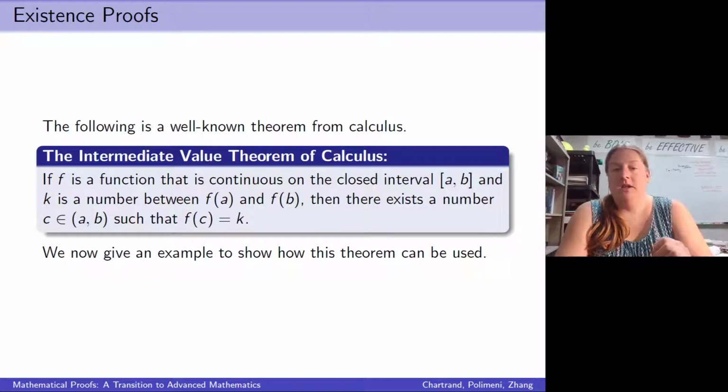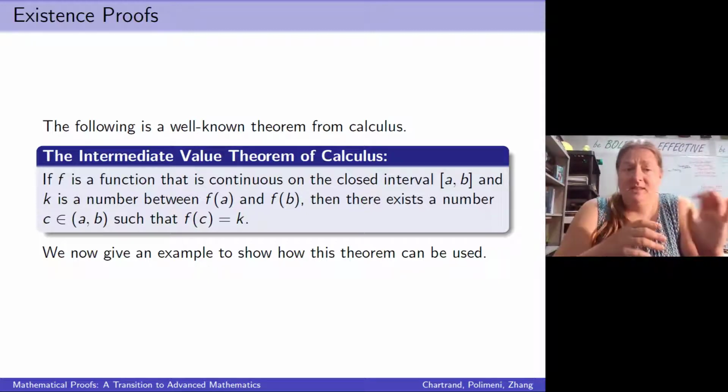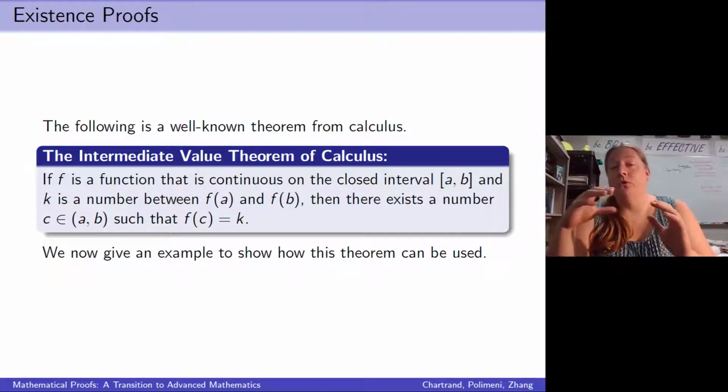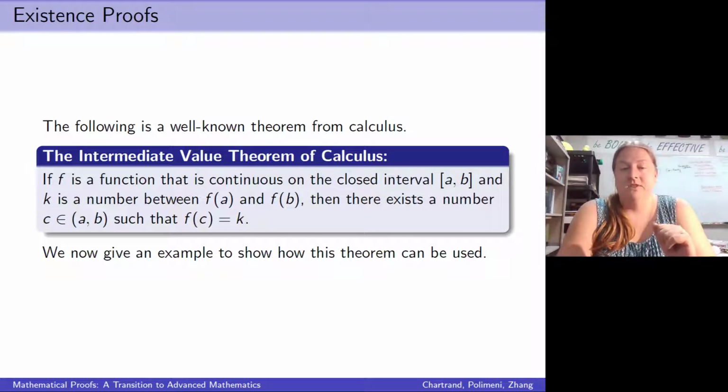So let's take a look at the intermediate value theorem that you likely saw in calculus. So we have f is a function that's continuous on a closed interval [a, b], and we have some k value that's a number between f(a) and f(b). Then we know there exists a number, some c value, on the open interval (a, b), such that f(c) equals k. So let's take a look at this theorem in use to prove some existence proofs.